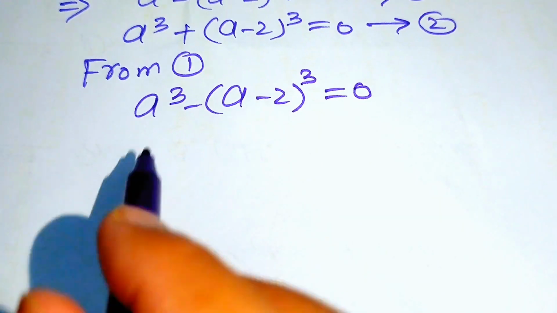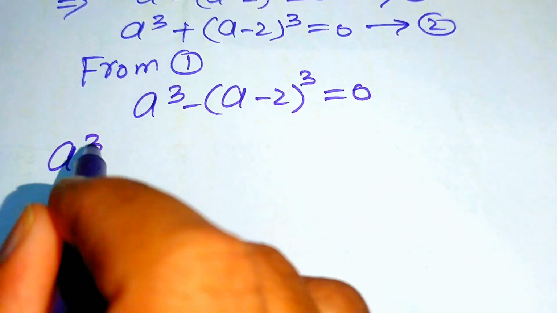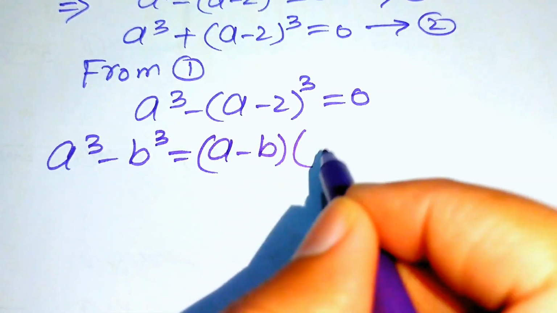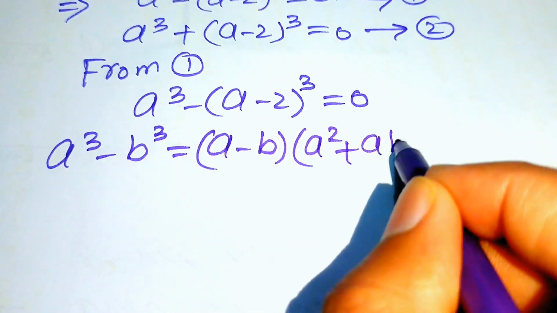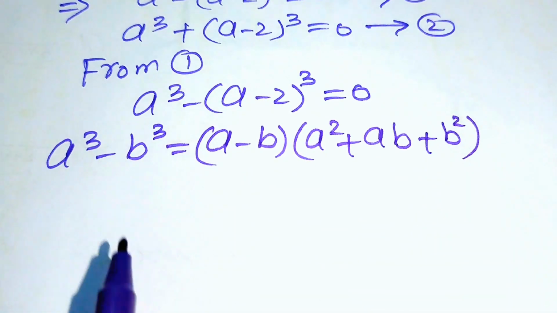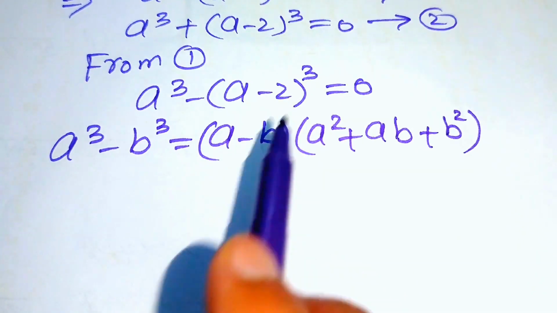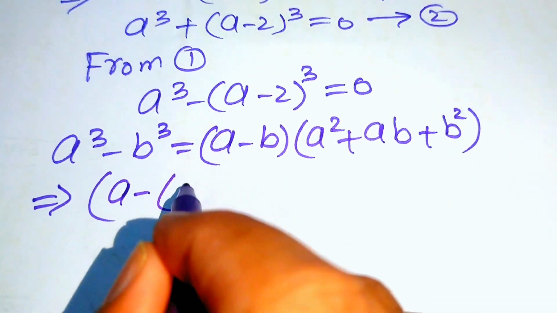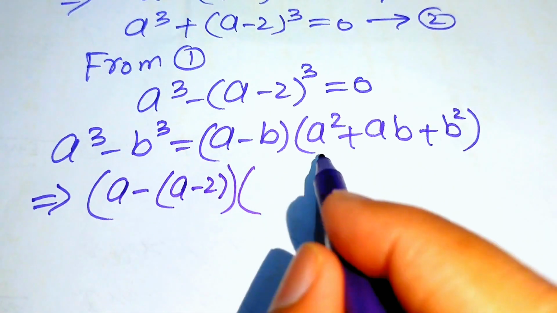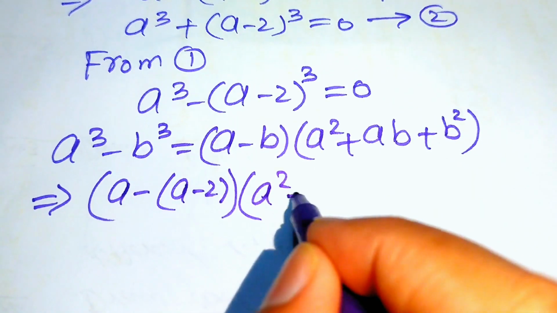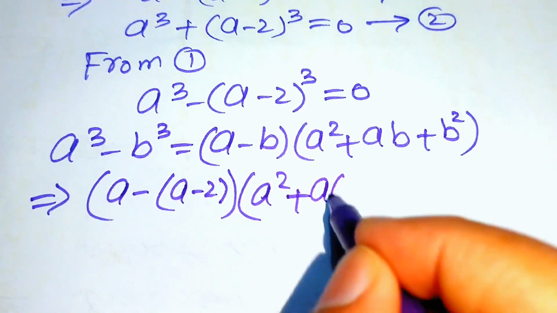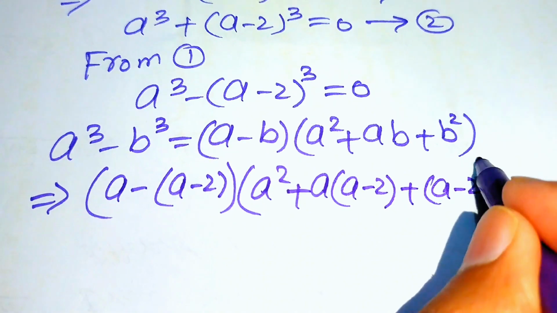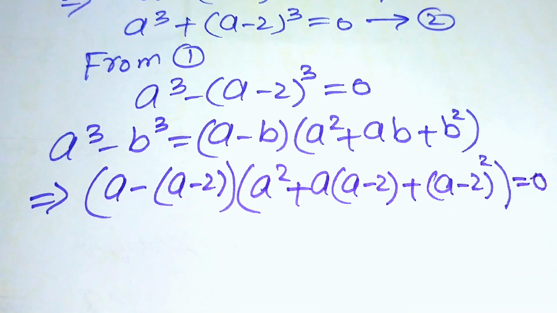Here we need the nice cubic formula, and you know about this formula: if we have a cubed minus b cubed, it equals (a minus b) times (a squared plus ab plus b squared). So we use this formula on the above term, and it becomes (a minus (a minus 2)) times (a squared plus a(a minus 2) plus (a minus 2) squared), where our a is a and our b is a minus 2, and this whole expression equals 0.